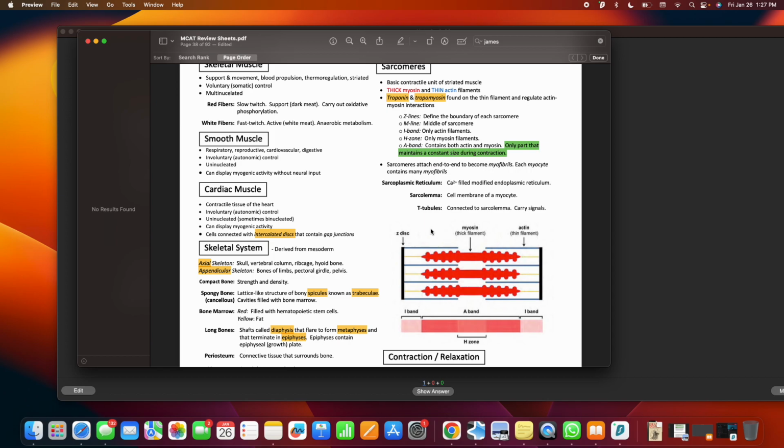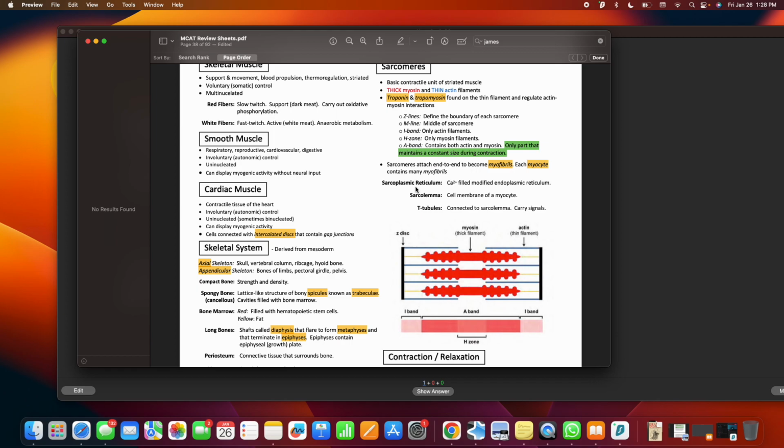Then we have sarcomeres that attach end to end to become myofibrils. So when these sarcomeres attach end to end, they form myofibrils. Each myocyte contains many myofibrils. So the smallest unit is sarcomere, the basic contractile unit of striated muscle. Then after sarcomere we have myofibrils, then you attach them together, and many myofibrils together form myocytes, right? Then we have sarcoplasmic reticulum.